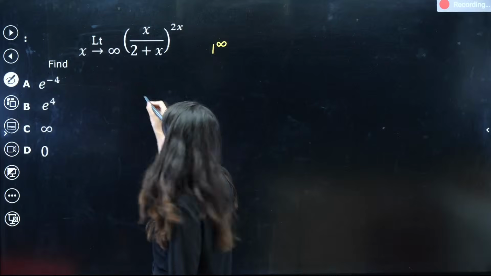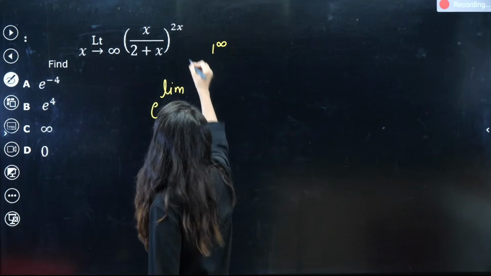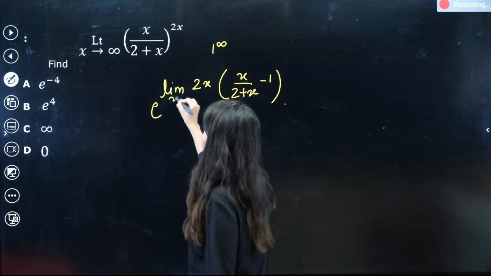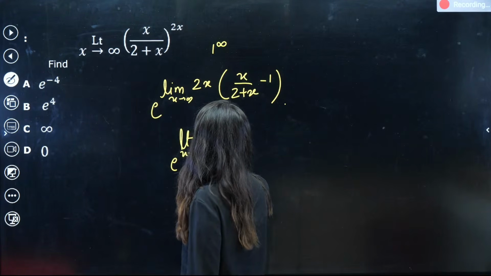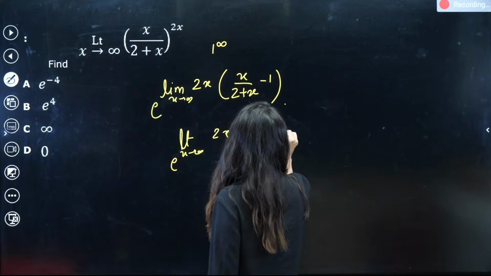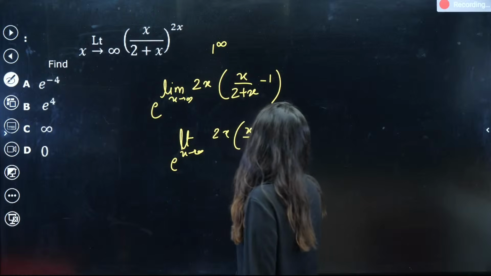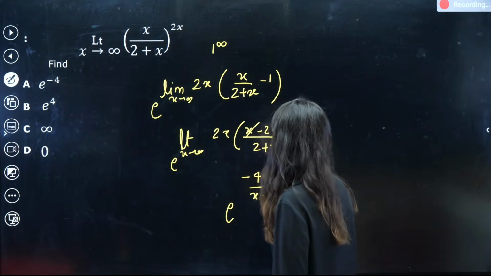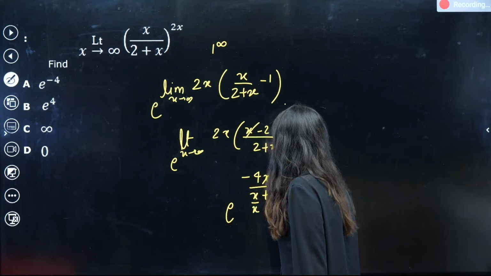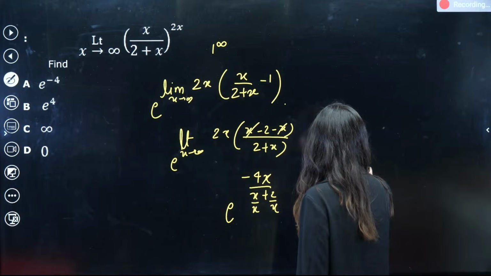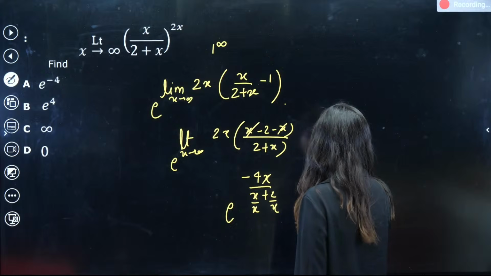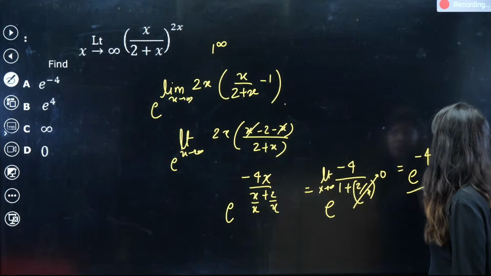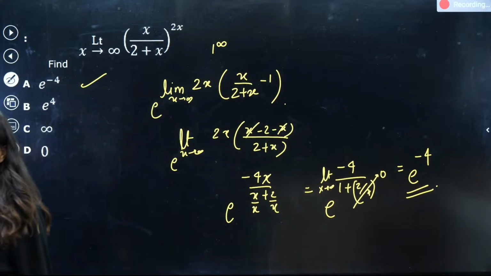How to tackle 1 raised to power infinity? e raised to power limit, this power 2x will come in front and we have to subtract 1 from this base. That's it, and we are done. So e raised to power limit x tends to infinity, clearly this is 2x times (x minus 2 minus x upon 2 plus x). So this is minus 4x upon x plus 2. If I divide by x, we get e raised to power minus 4 over 1 plus 2 by x, limit x tends to infinity. The moment I put infinity, 2 by x becomes 0. So this is e raised to power minus 4, option A is absolutely right.